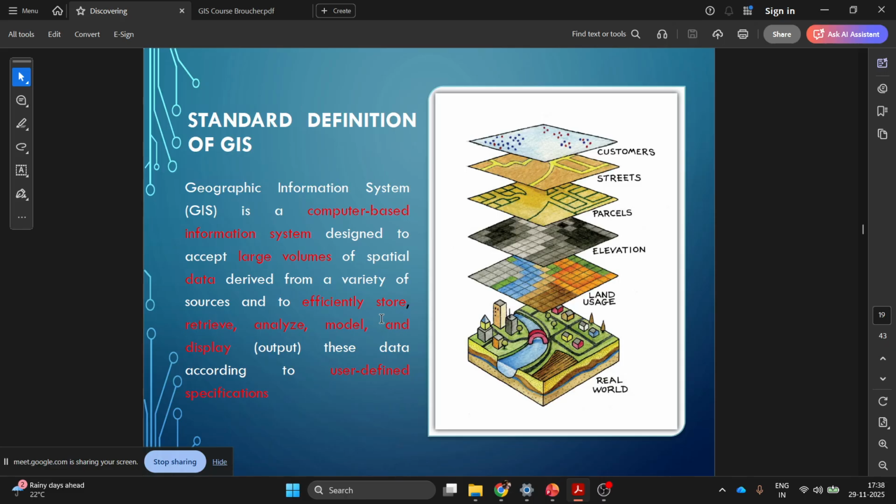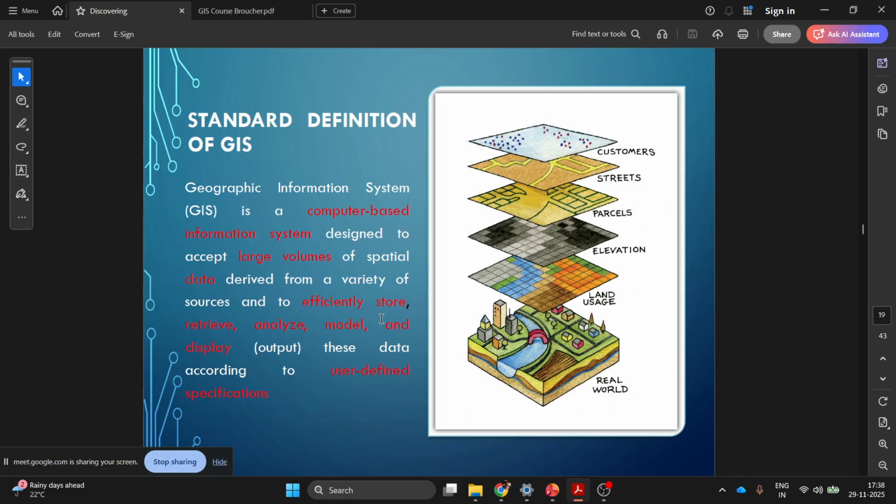So these data according to the user defined specification. For example, based on our query, I can ask the software to develop a particular type of graph to show how many people are using hatchback type of car and how many people are using sedan type of car, right? So that is also possible.